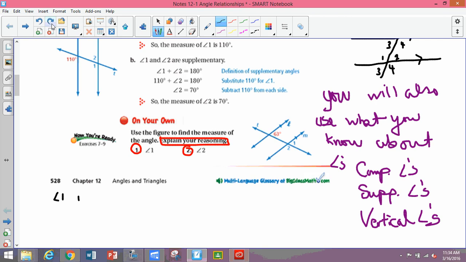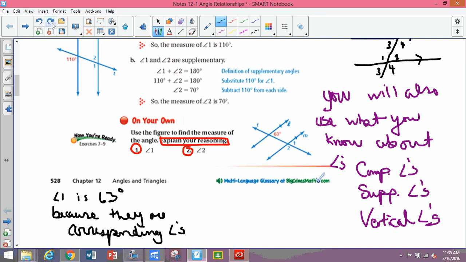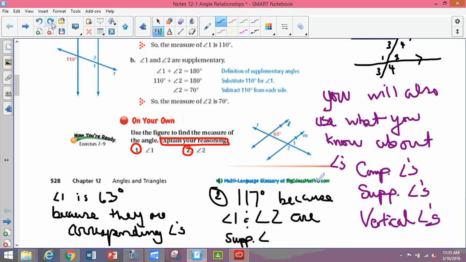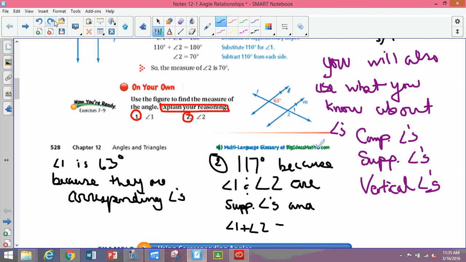Okay, angle 1 is 63 degrees. We know that angle 1 is 63 degrees because they are corresponding angles. 1 and the 63 correspond to each other, so those are equivalent. Corresponding angles are equal angles. Angle 2 is 117 degrees because angle 1 and angle 2 are supplementary angles. That means that when you add them together, they equal 180 degrees. Therefore, 180 minus the 63 of angle 1 is going to give you 117 degrees. So angle 2 is 117 degrees.